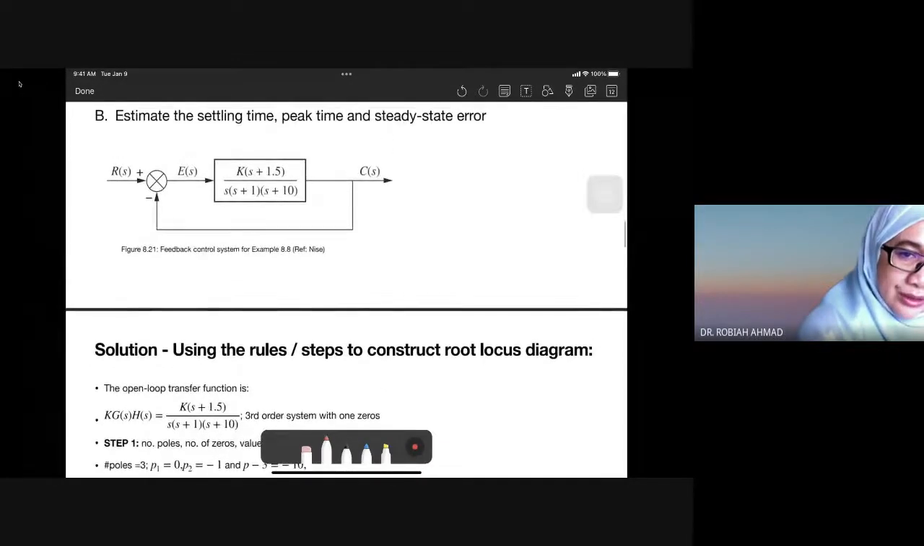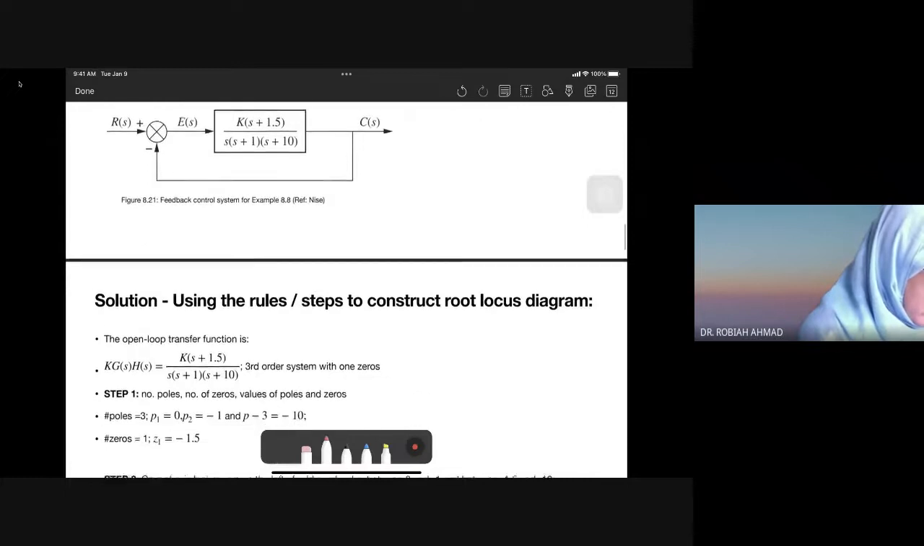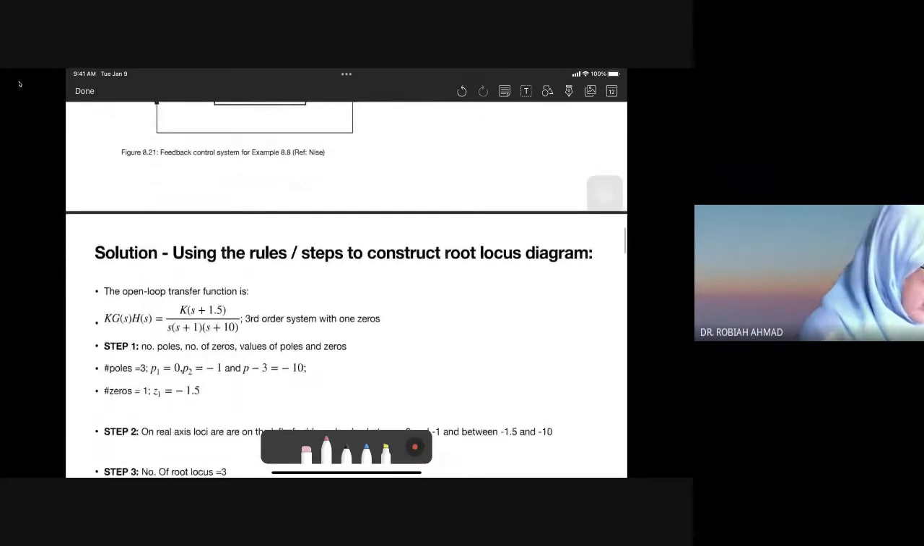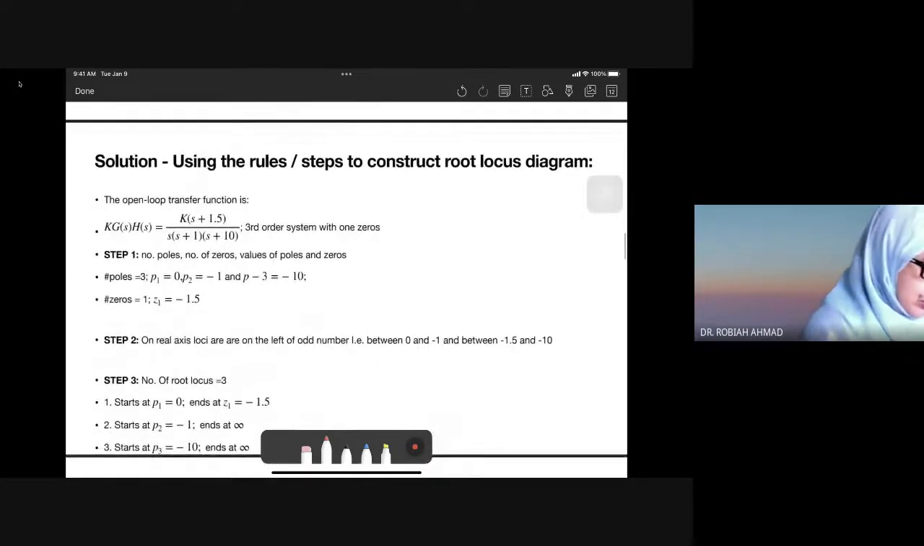So we have 1 zero and 3 poles. For step 1, the number of poles and the number of zeros. The number of poles here is 3, where P1 is 0, P2 is minus 1, and P3 is minus 10. And then we have 1 zero, Z1 equal to minus 1.5.